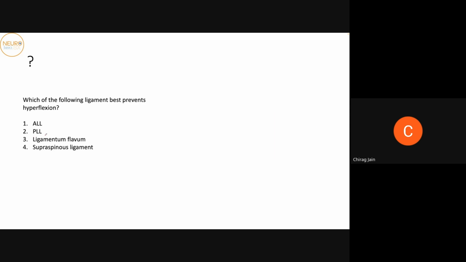And the last question: which of the following ligaments best prevents hyperflexion? ALL, ligamentum flavum, or supraspinous ligament? The ligament with the longest moment arm is the supraspinous ligament. So it is the ligament which does its best to prevent hyperflexion.